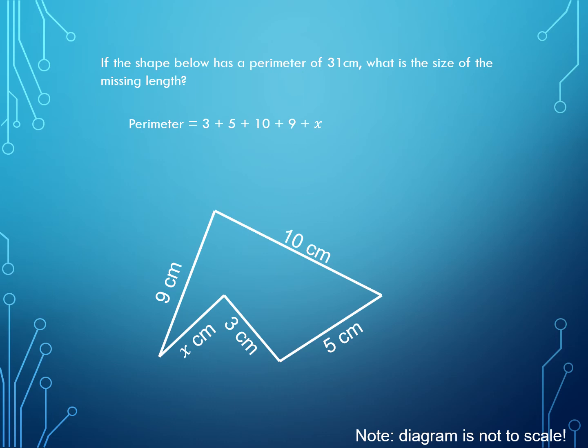Sticking in the numbers that I do know, well, I do know that the perimeter is 31 centimeters. And I'm going to add up all the sides I've got so far. So far, the 3 plus 5 plus 10 plus 9 comes to 27. So 27 plus something needs to give me 31. Well, it's 27 plus 4 that we're missing. That's 4 centimeters. That's what should be heading down the bottom. So my missing side down there should just be 4 centimeters.